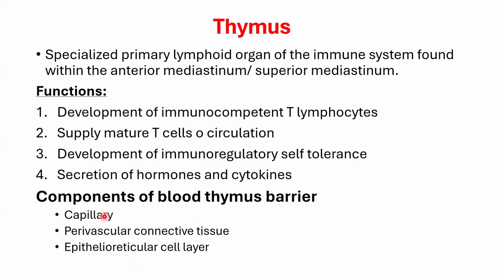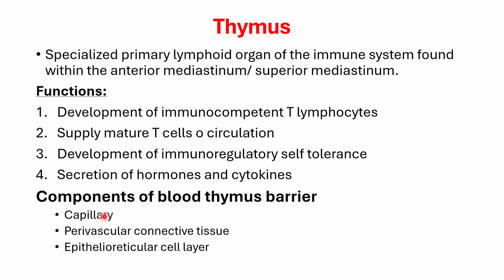When we're talking about now the components of the blood-thymus barrier, remember you have a barrier in the thymus known as the blood-thymus barrier. And this blood-thymus barrier will comprise of the capillaries. At this point, remember the capillaries should be continuous capillaries, perivascular connective tissues, and epithelial reticular cell layers.